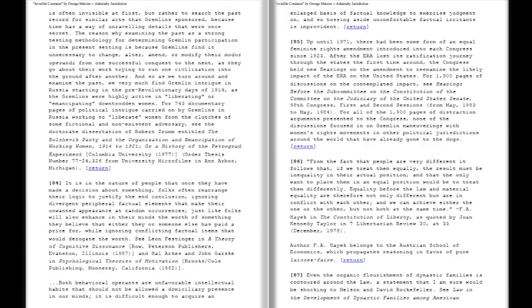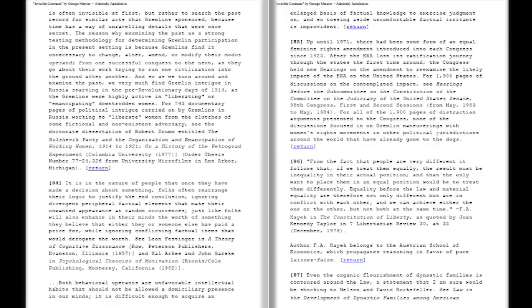See Leon Festinger in The Theory of Cognitive Dissonance, Row, Peterson Publishers, Evanston, Illinois, 1957, and Hal Arkes and John Garske in Psychological Theories of Motivation, Brooks/Cole Publishing, Monterey, California, 1982. Both behavioral operands are unfavorable intellectual habits that should not be allowed a domiciliary presence in our minds. It is difficult enough to acquire an enlarged basis of factual knowledge to exercise judgment on, and so tossing aside uncomfortable factual irritants is improvident.